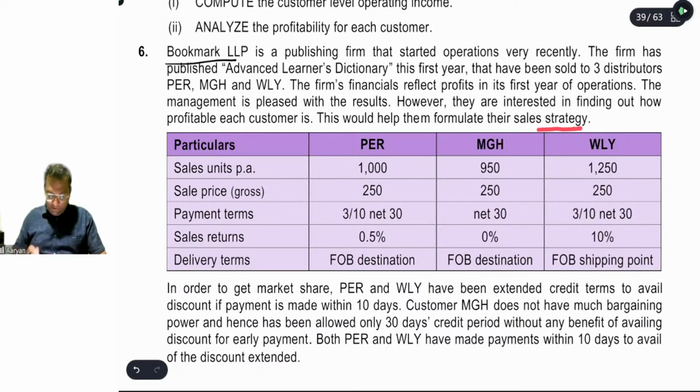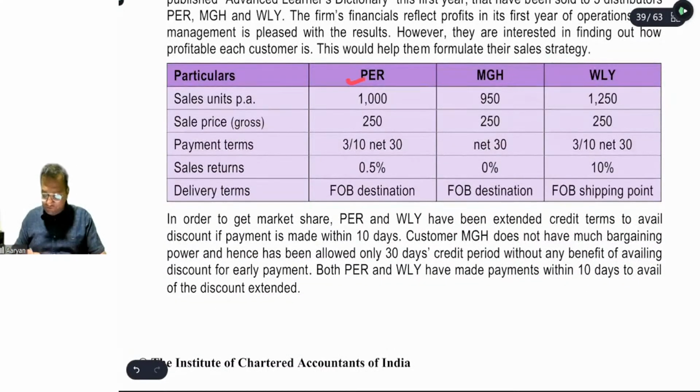We have been told how many units each customer has taken. What is the sale price gross? Gross means without any discount. Okay, so this is the MRP. Payment terms. What is this payment terms?